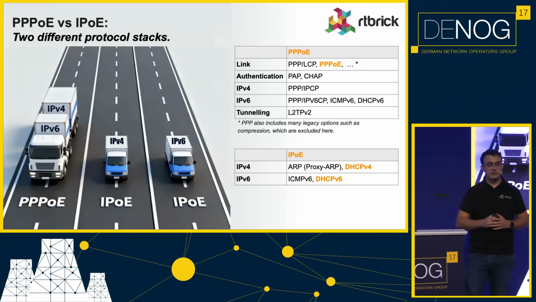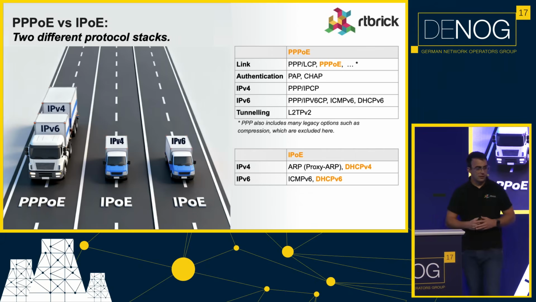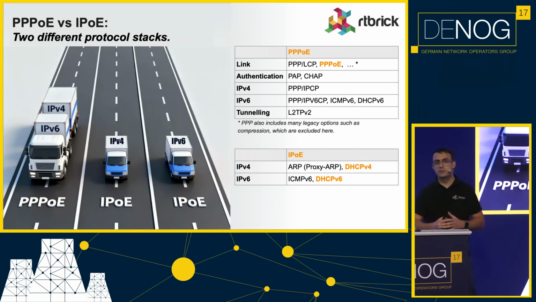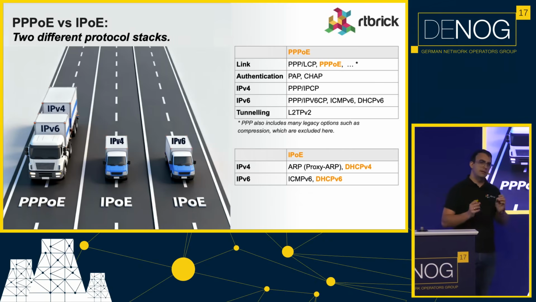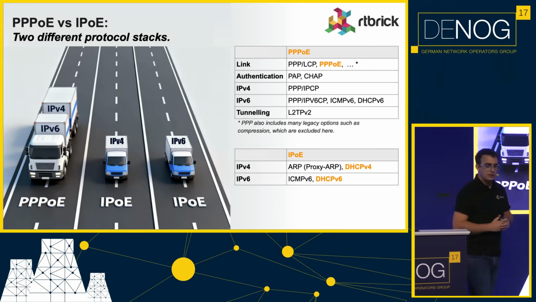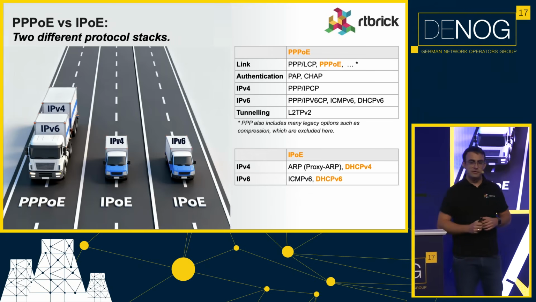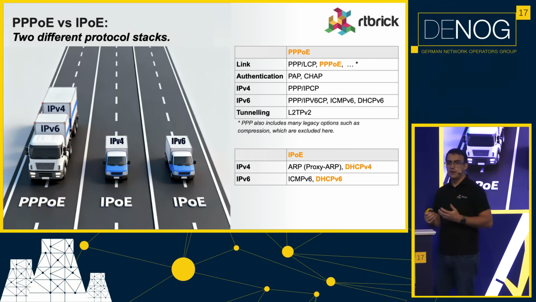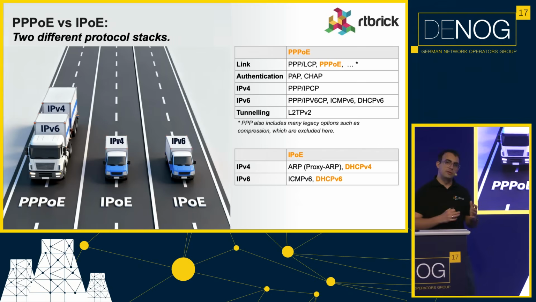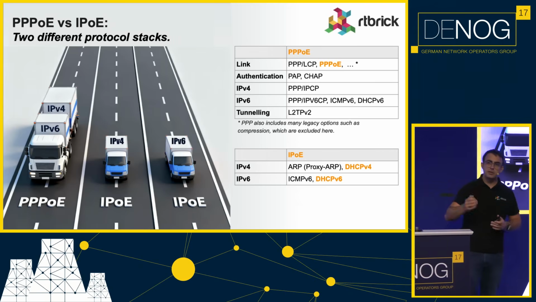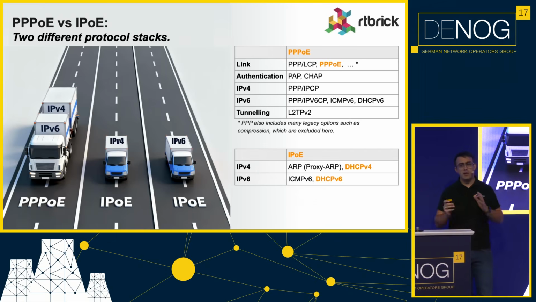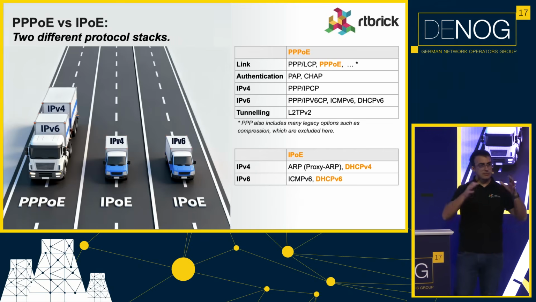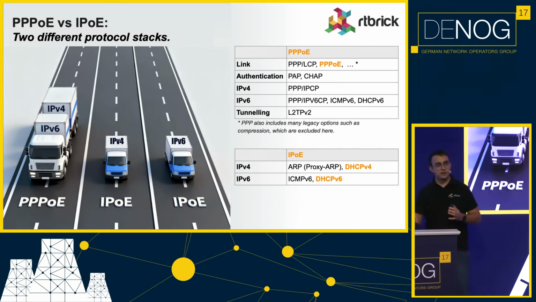We have the IPv6CP protocol for IPv6. But we also have ICMPv6 router advertisements, as well as DHCPv6 for delegated prefixes. And they are implemented slightly differently for PPPoE than for normal Ethernet networks, so they belong to the PPPoE stack here. There is a tunneling protocol in PPPoE called L2TPv2, which allows extending the PPPoE session over a layer 3 network. And there are many legacy options like the PPP compression protocol that are excluded here. But you see that's a protocol stack instead of just a single protocol.